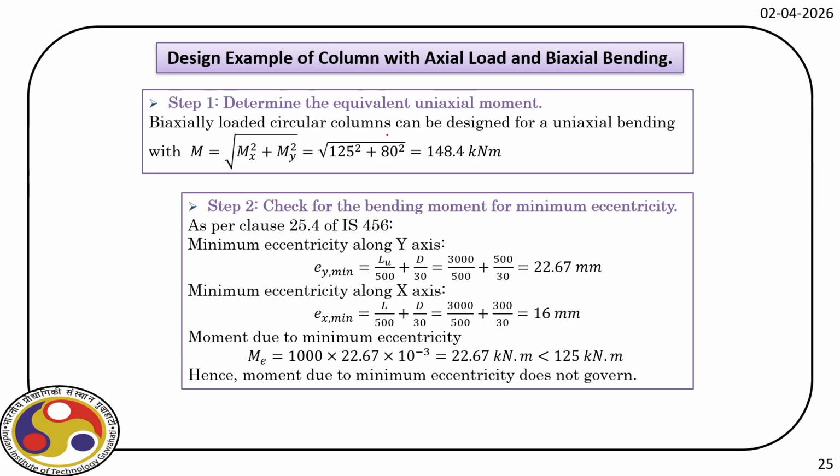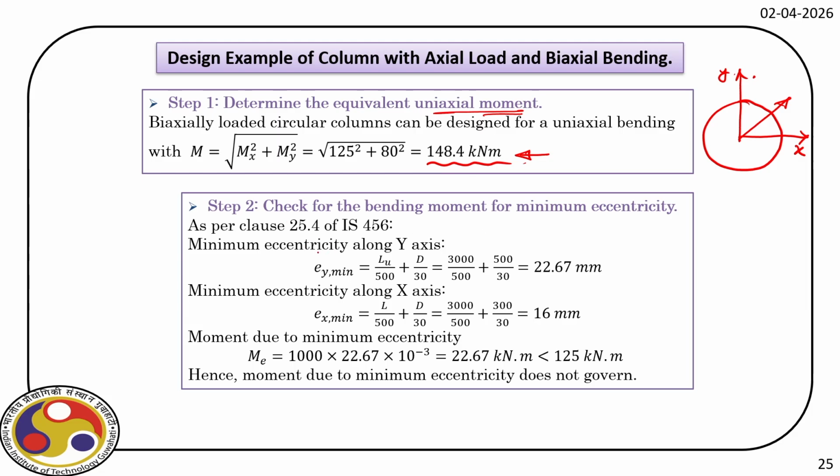So now what we do, we determine the equivalent uniaxial moment, because as I told you, it is a circular cross section. So we can actually design, so this is X, Y, we have Mx and My. So we can find out the equivalent moment, which is 148.4 kilonewton meter, and then we design it based on that uniaxial case where this resultant moment is acting.